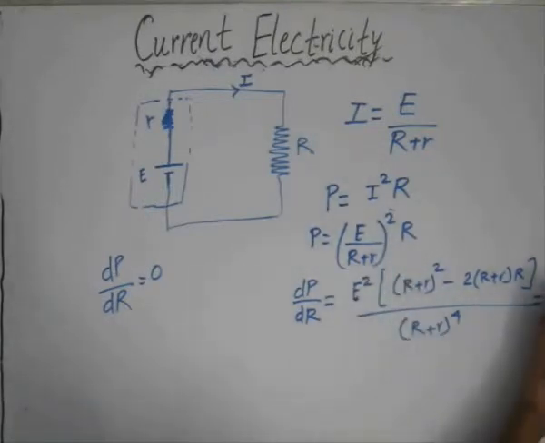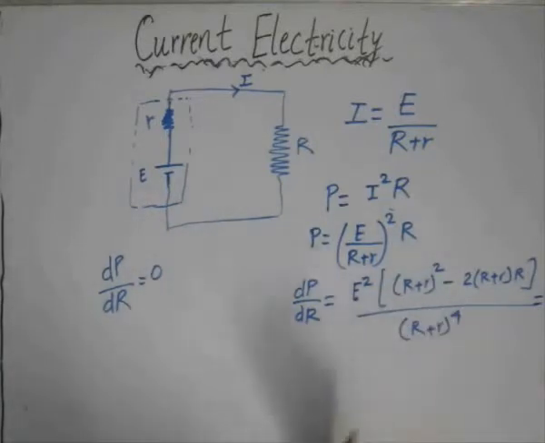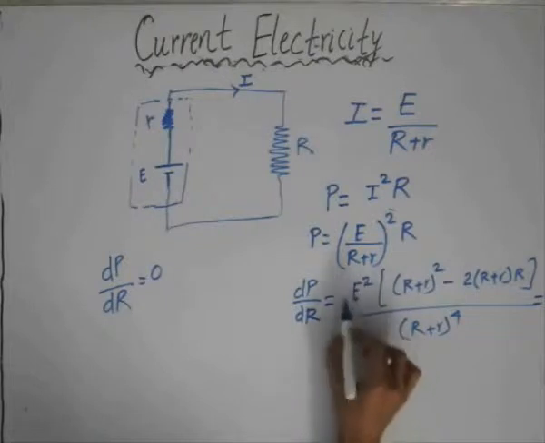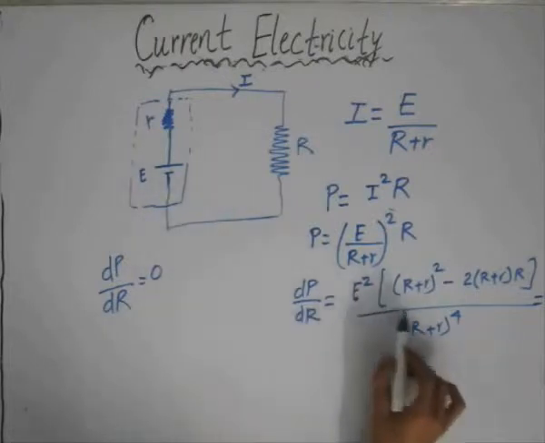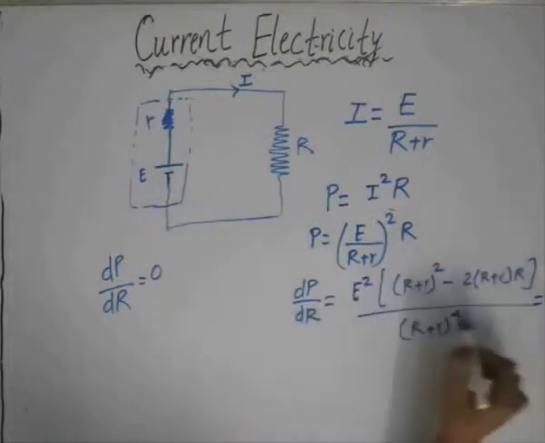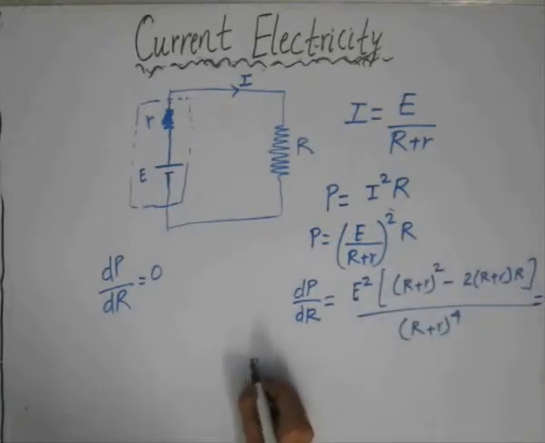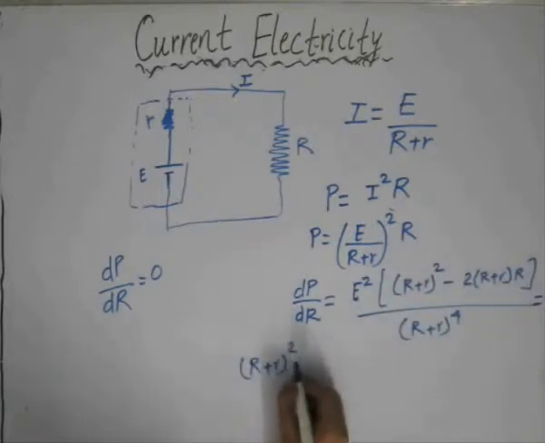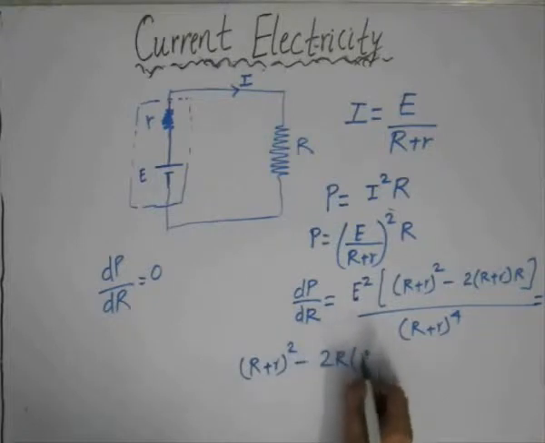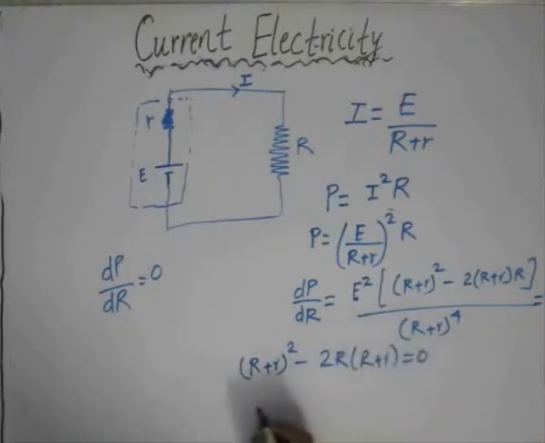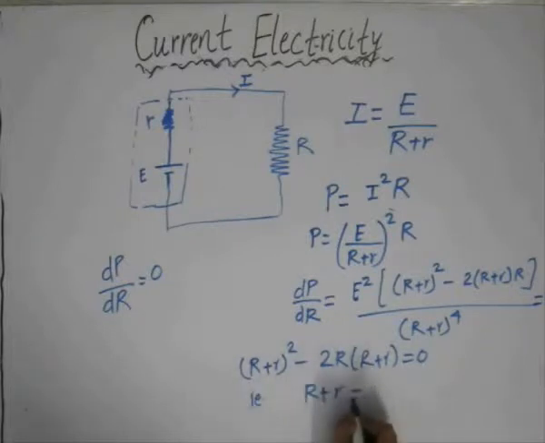Now, equating this to 0, we'll get a relationship between capital R and small r. Since the EMF of the cell can never be zero in our case, we are equating this term to 0. After equating this term to 0, we get R plus r minus 2R equals 0. That is, R plus r is equal to 2 times R, or we can say that capital R is equal to small r.